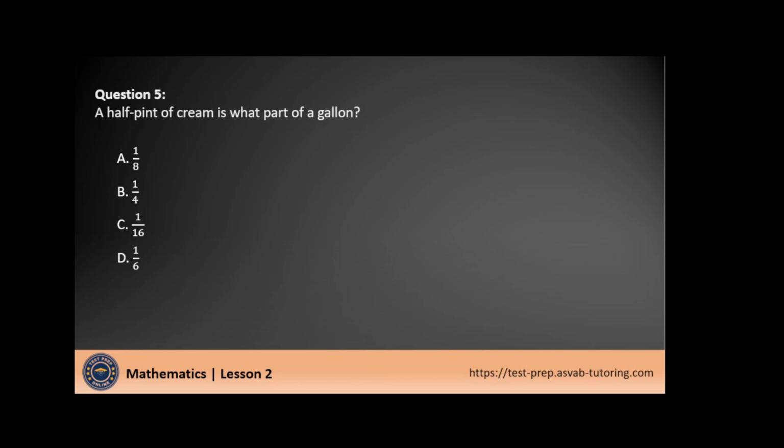Question 5. A half pint of ice cream is what part of a gallon? We know that there are 8 pints in 1 gallon, which means that a pint is 1/8 of a gallon.